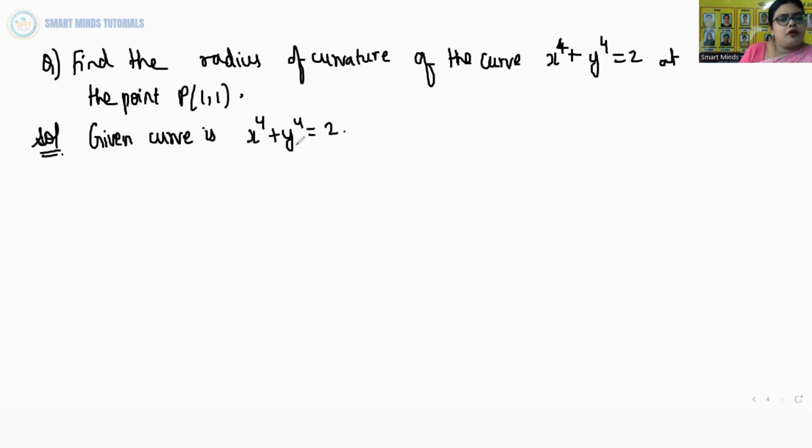So from here I want to find out y power 4 value. So I take x power 4 to the other side. So y power 4 equals 2 minus x power 4.